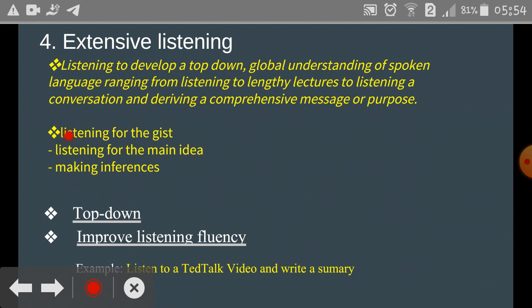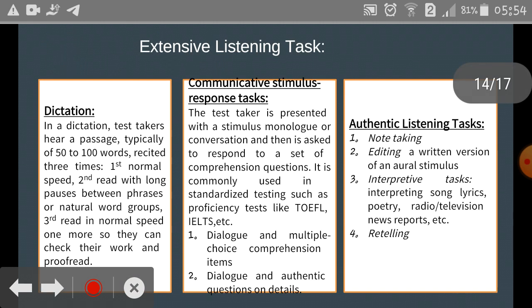Okay, so here you can ask them to listen for the gist, listen for the main idea, or make inferences. For example, the student has to listen to a TED Talk video or a YouTube video and then write a summary. So it is an example of extensive listening. In extensive listening, you can use dictation, of course, communicative stimulus response tasks, and also authentic listening tasks.